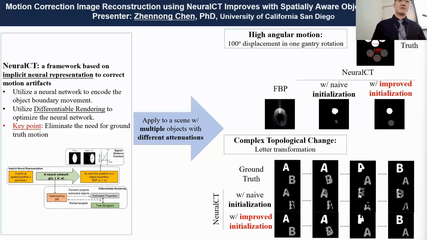Hi, everyone. I'm Zhennong Chen from UCSD. So our neural CT is a novel framework to correct motion artifacts in CT based on implicit neural representation, which means we use a neural network to encode object motion. The key feature here is that it eliminates the need for ground truth motion. In this work, we show that by adding some improvements, our neural CT can achieve high reconstruction performance on scenes with multiple moving objects with different attenuations, despite the high angular motion or complex topological changes.